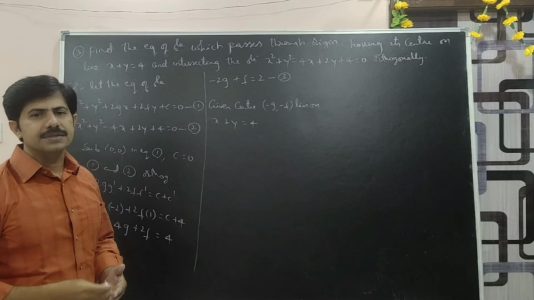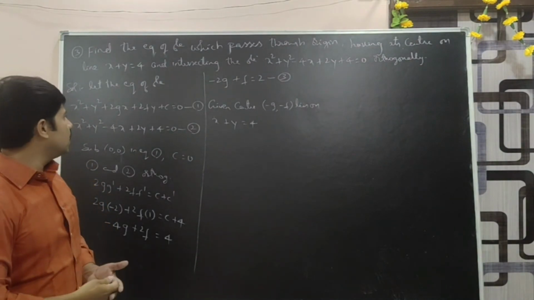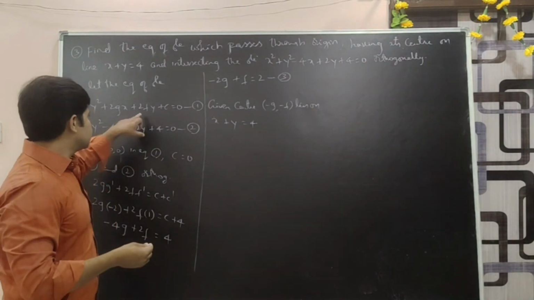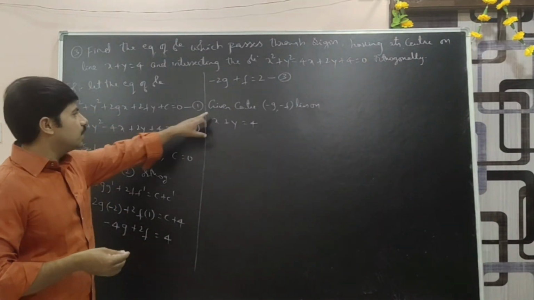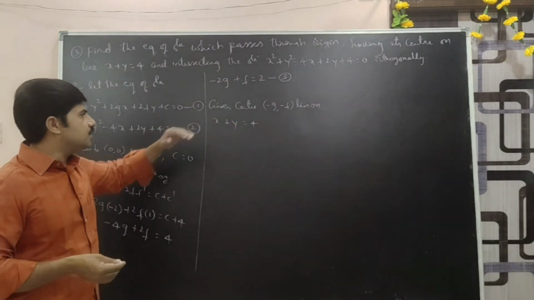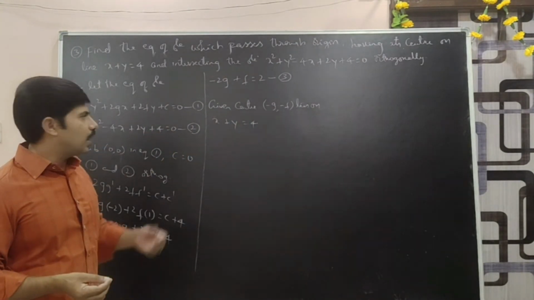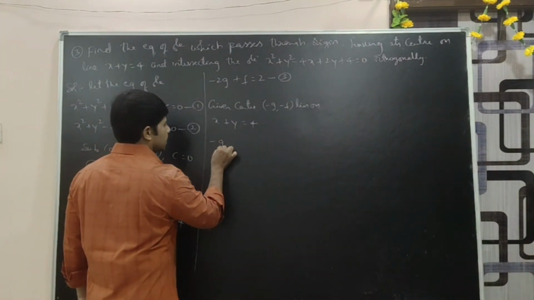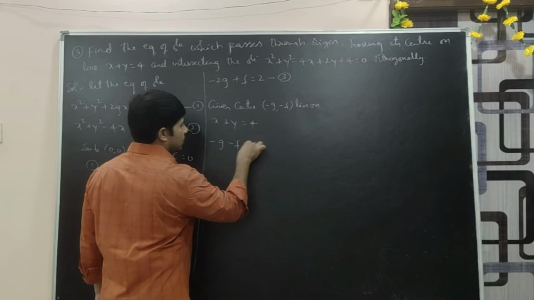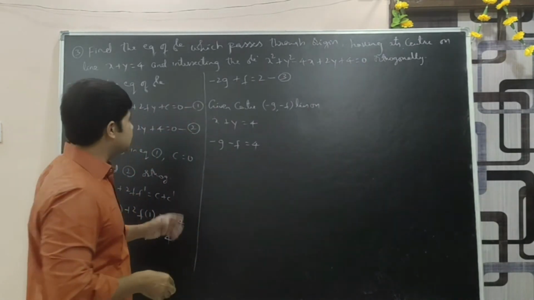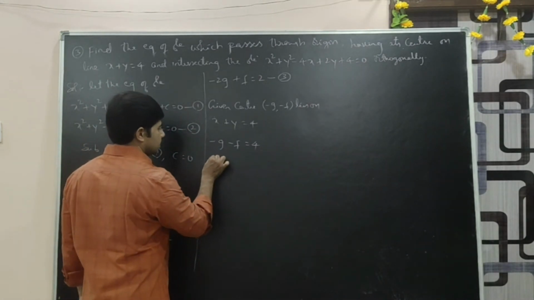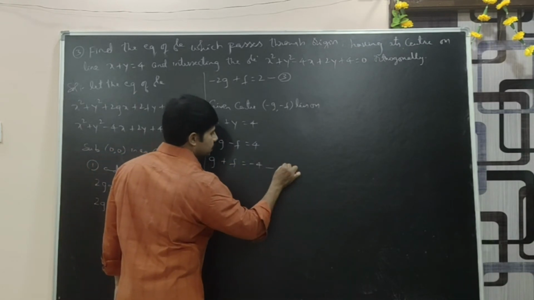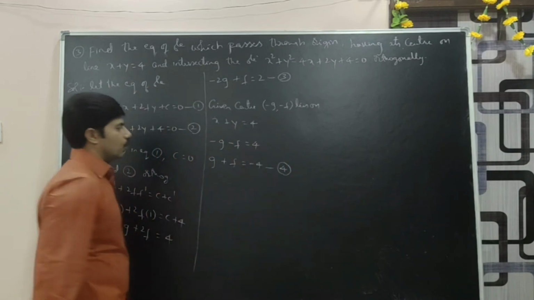The center lies on the line. Center means which circle equation's center? The required equation of circle's center. The required equation of circle is the general equation. So what is the center of this equation? Minus g comma minus f lies on the line. Whenever a point lies on the line, we have to substitute the point. Now I am substituting the point. So we get minus g minus f is equal to 4. I will take the minus sign common, so that I get g plus f is equal to minus 4. This is equation number 4, right?